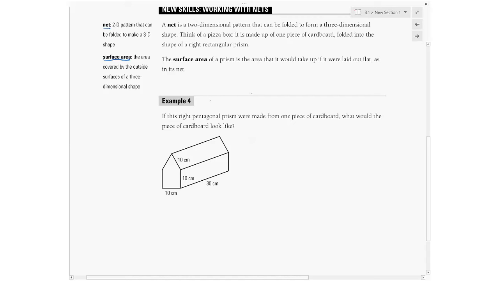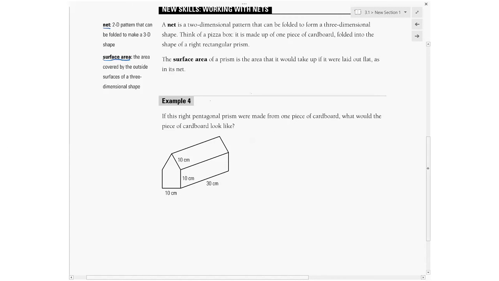Right, it makes 90-degree angles with the base and the lateral sides. Pentagonal, the two ends are pentagons. They have 5 sides, and it's a prism. So these are all parallelograms. If this were made from one piece of cardboard, what would it look like?